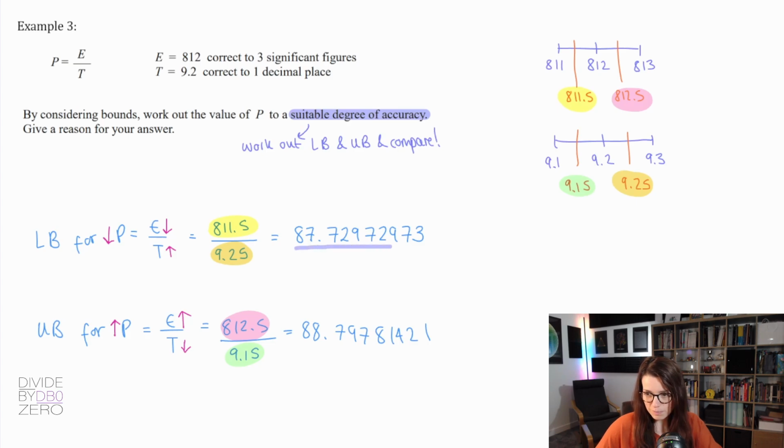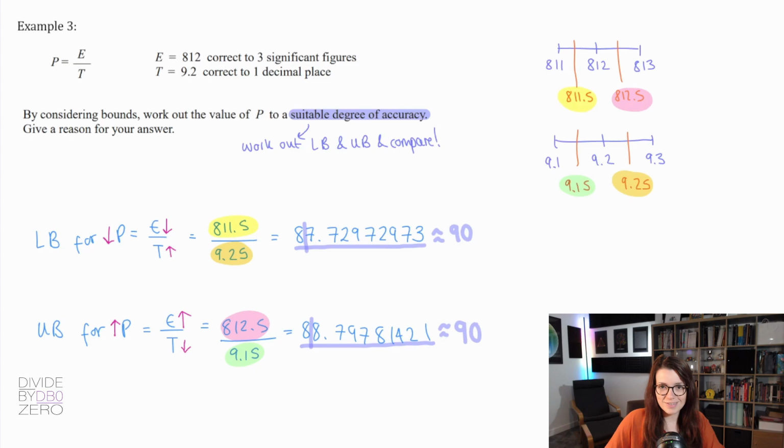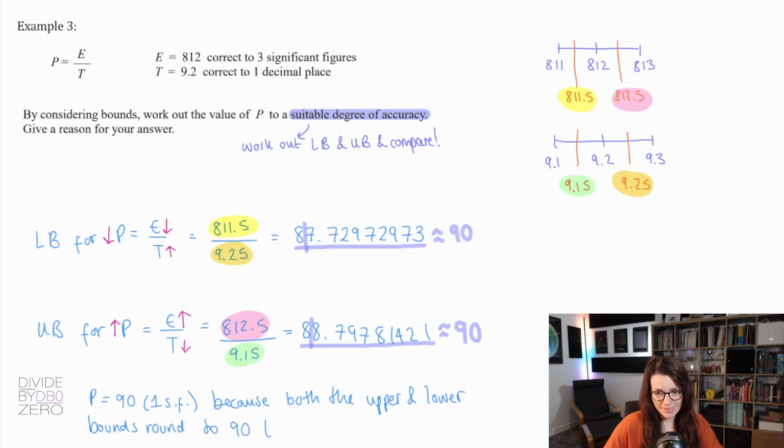So if you scan across both of the answers, we're trying to figure out what would both of those numbers round to. Is there a number that they would both round to that's the same? And then looking across this, if we rounded both of them to one significant figure, we would actually get 90 in both cases. That's as far as we can go with it, because if we tried to round any more accurately, we wouldn't get matching answers. We wouldn't get 90 for both. Therefore, for a final answer, we're going to say P is equal to 90 to one significant figure. And the reason is because both the upper and lower bounds round to 90 to one significant figure.